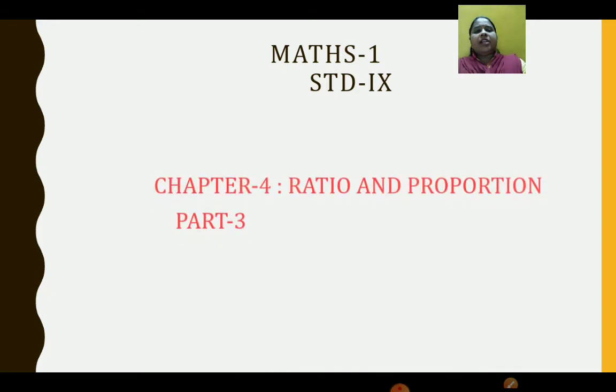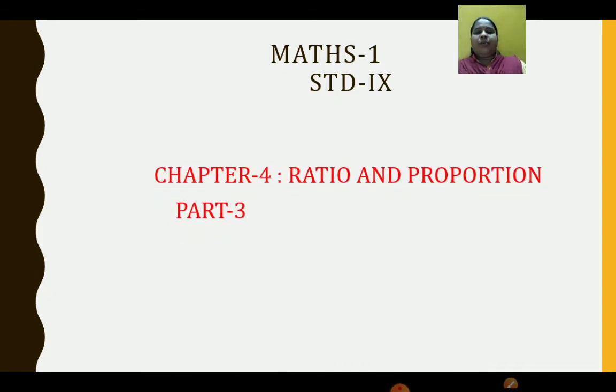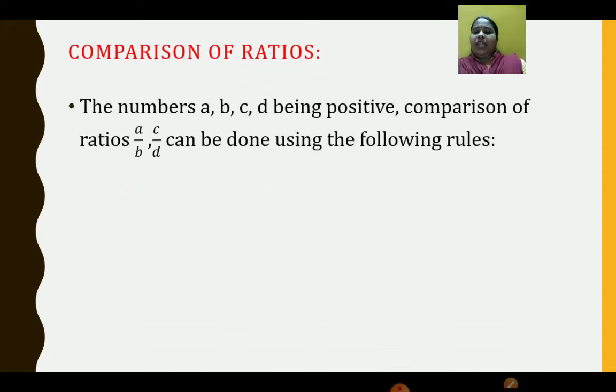Let us continue with our fourth chapter, that is Ratio and Proportion, part 3. Today, I'll be teaching you a new concept in this chapter, that is comparison of ratios. If suppose A, B, C, D are positive numbers, comparison of A upon B and C upon D can be done using the following rules. There are certain specific rules that you need to follow when you are comparing ratios.